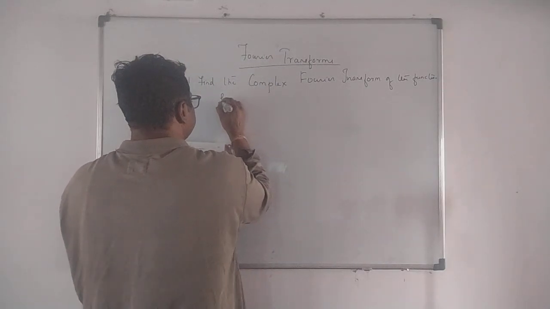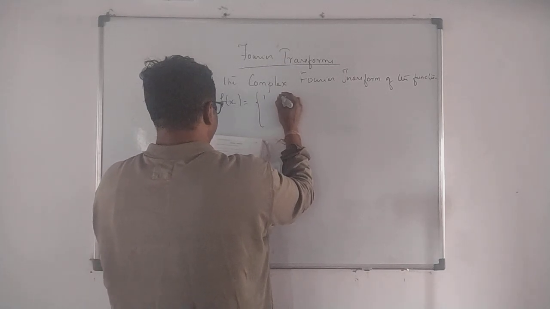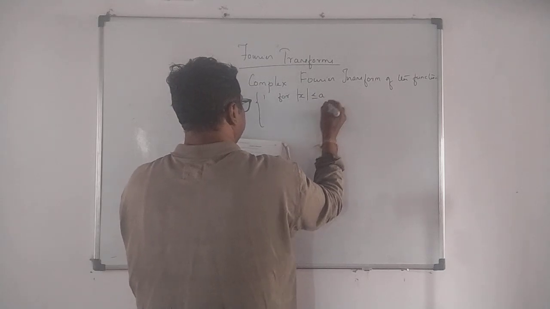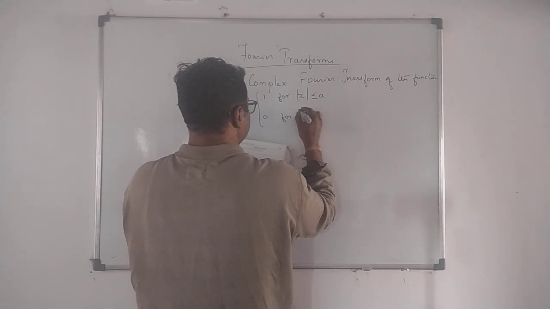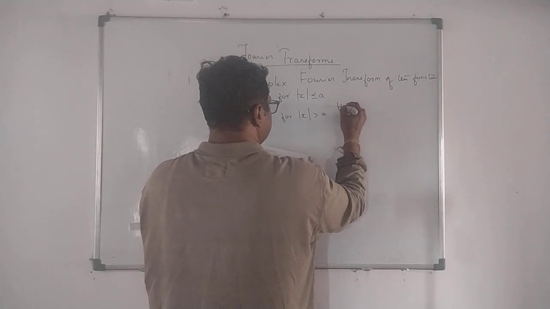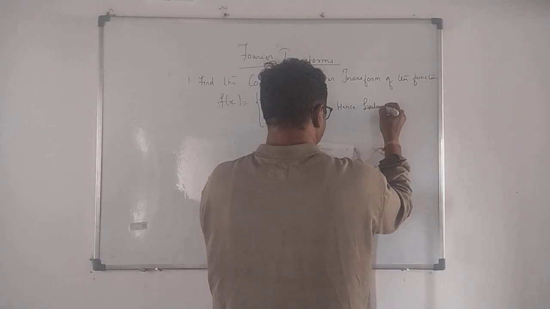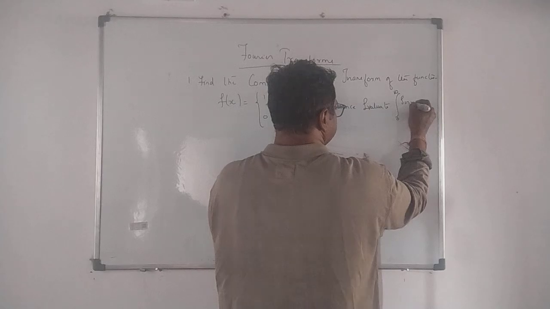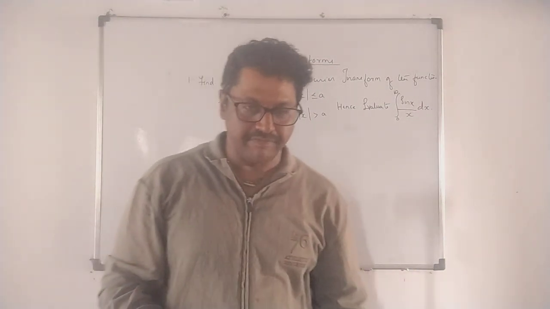The first problem is f of x is equal to 1 for mod x less than or equal to a, 0 for mod x greater than a. Hence evaluate the integral from 0 to infinity of sin x by x. This is the first problem.